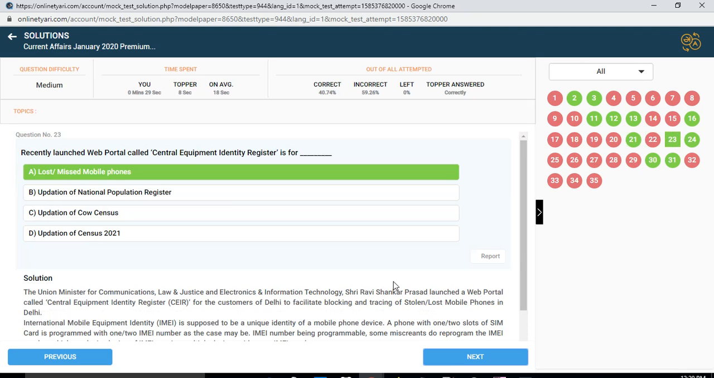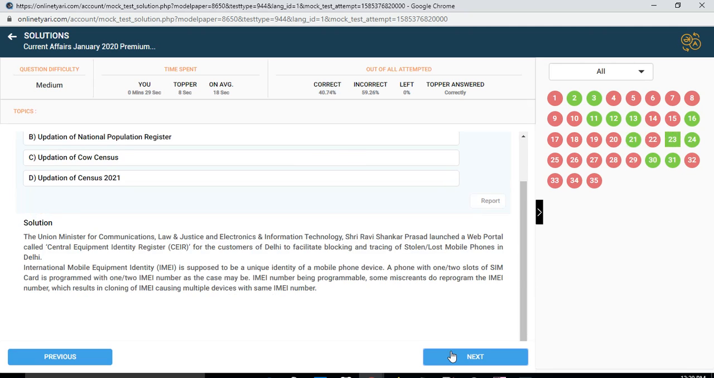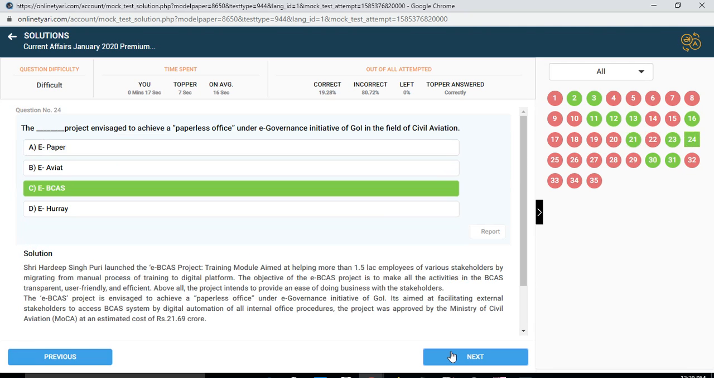Okay, these are the questions which we are answering. So we'll go for the next question. Ministry, Shri Hardeep Singh Puri, project training model aimed at helping.